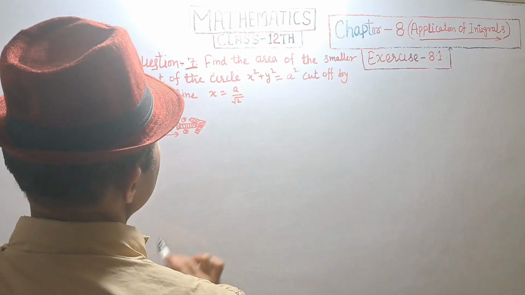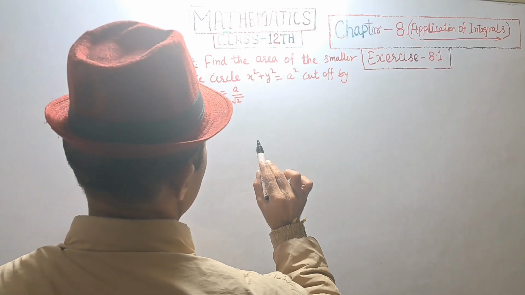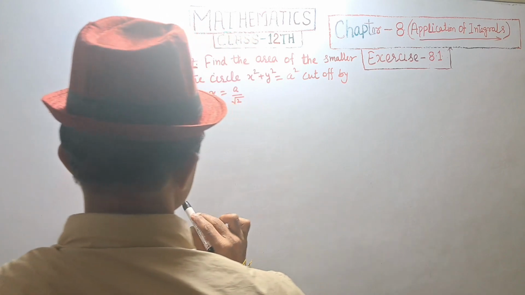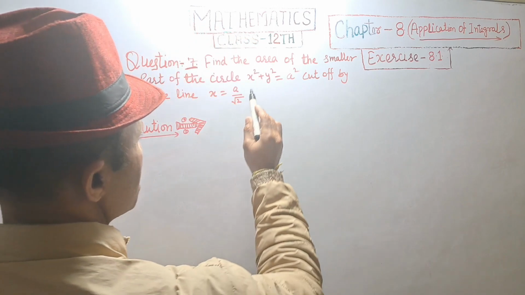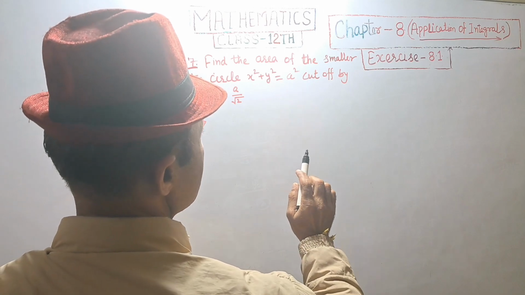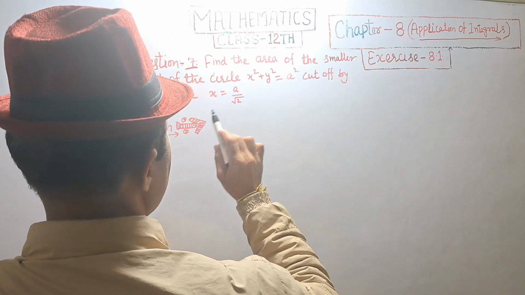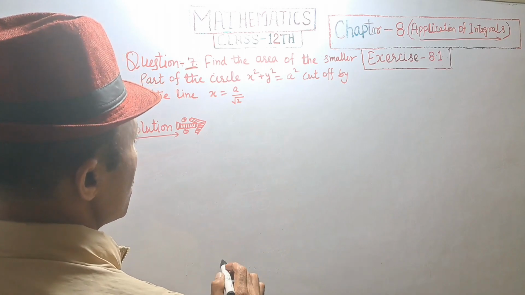Question number 7. Find the area of the smaller part of the circle x square plus y square is equal to a square, cut off by the line x equal to a upon root 2.